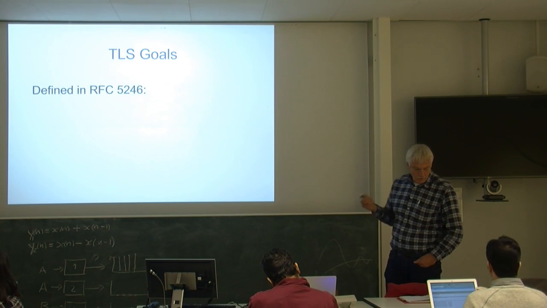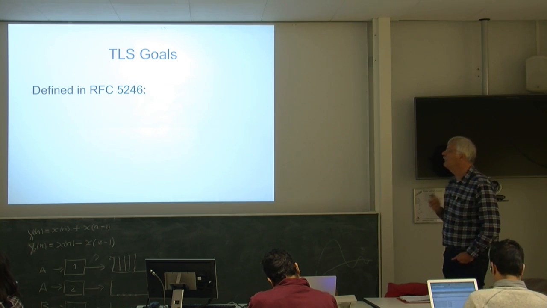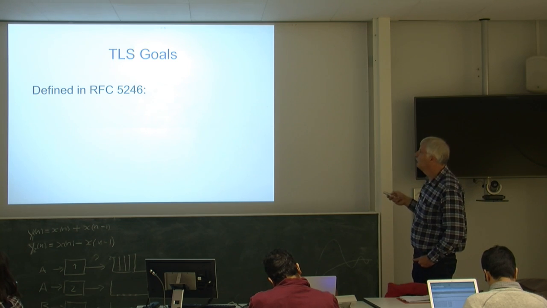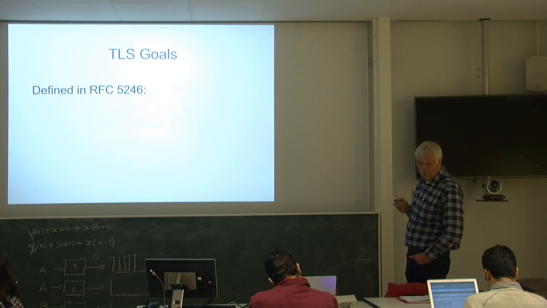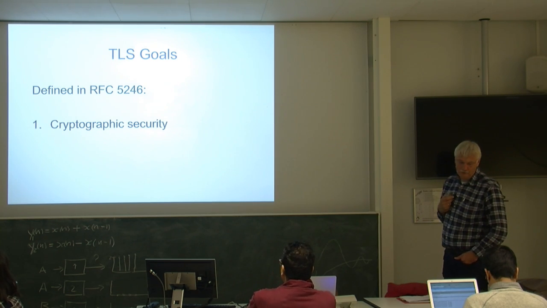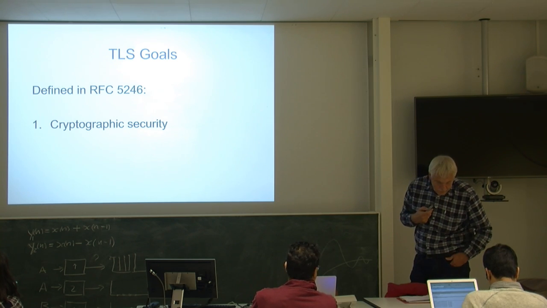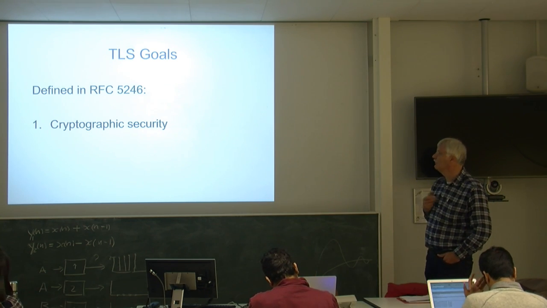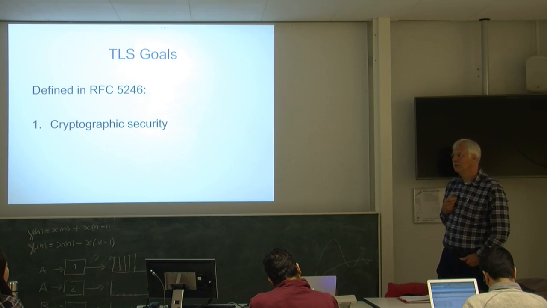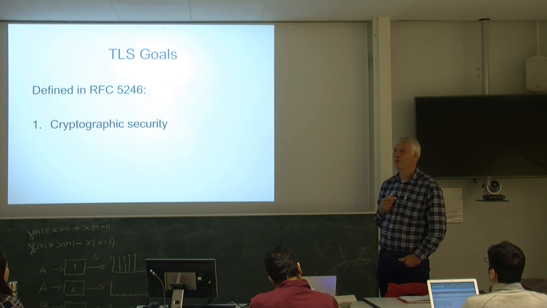Okay, what is the goal of transport layer security, TLS? Well, you can find it in the RFC of TLS 1.2. That is RFC 5246. And they specify four main things. First, cryptographic security. What does it mean? It means that data gets encrypted. Now the question to you, do they do it with symmetric or with public key encryption? Who has an idea?